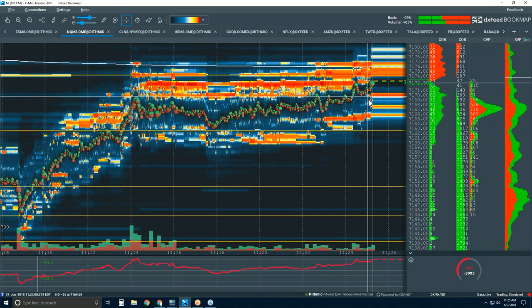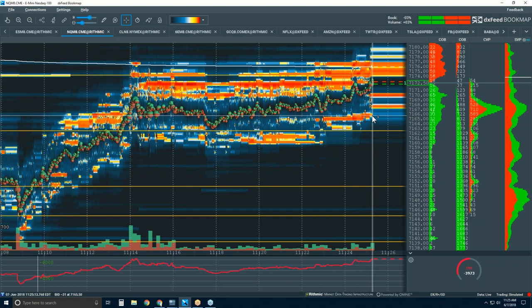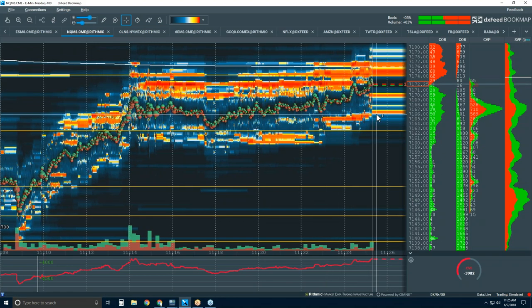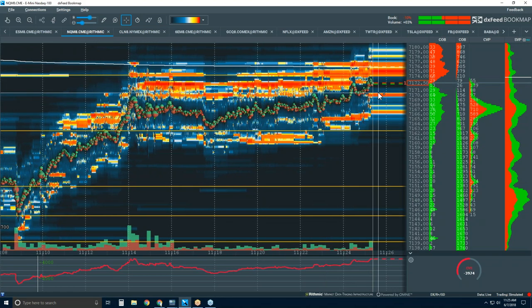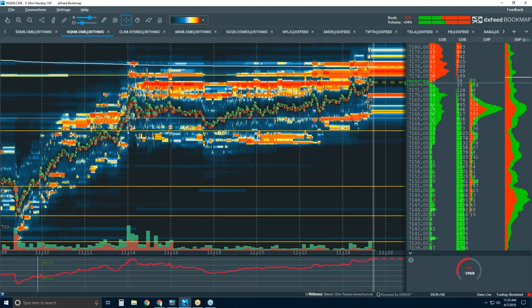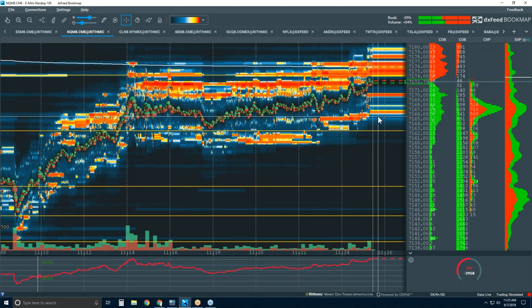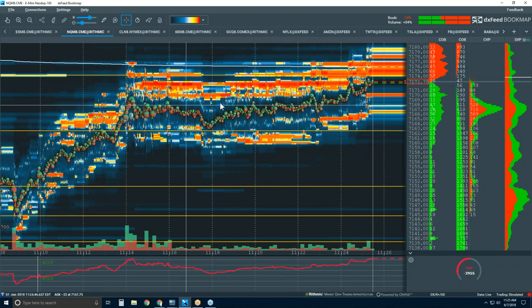We're looking for the sellers to take control. Scenarios would be for them to start to hit the bid with a lot of volume and get a nice strong move away from this area.